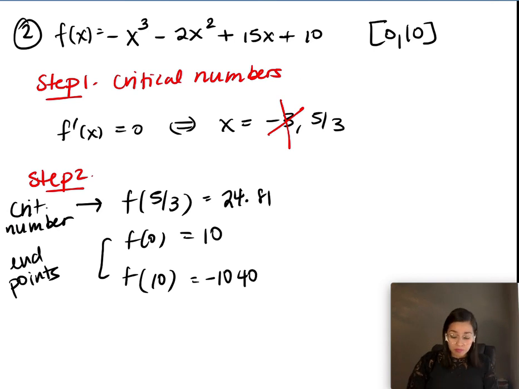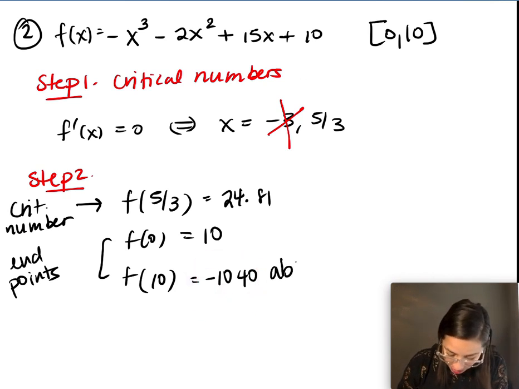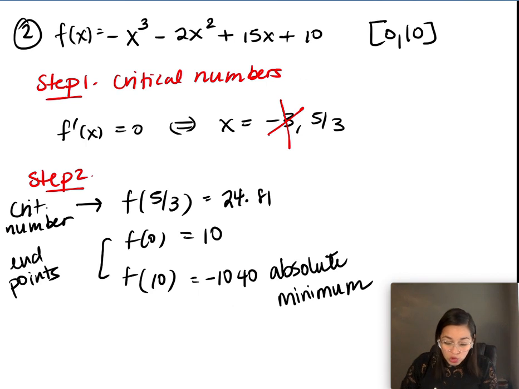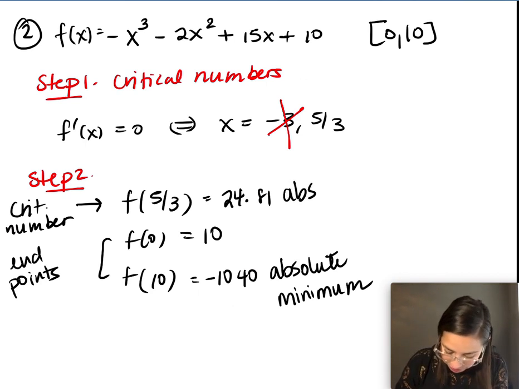Okay? So then you go back and you look at this and you see that negative 1040 is the smallest of all, so this is my absolute minimum. And then 24.81 is the largest of all, so this is my absolute maximum.